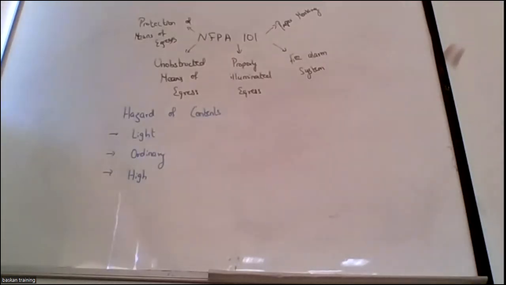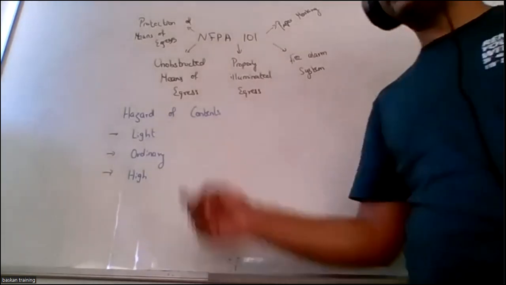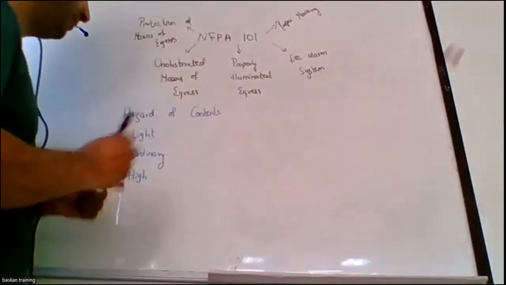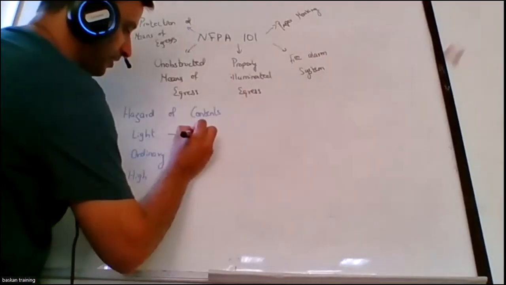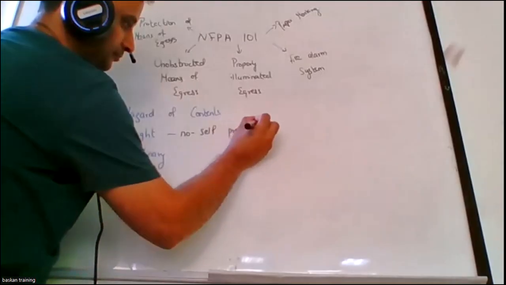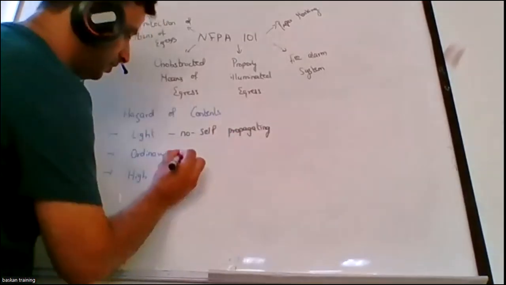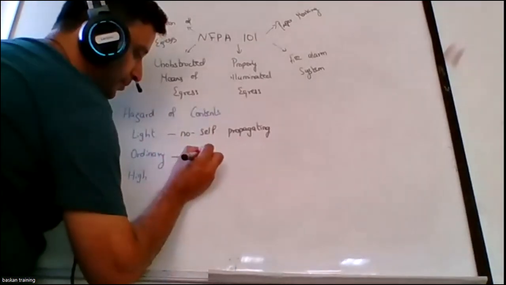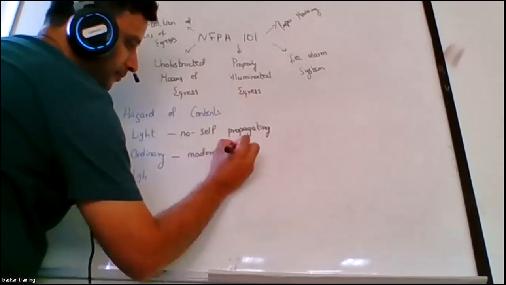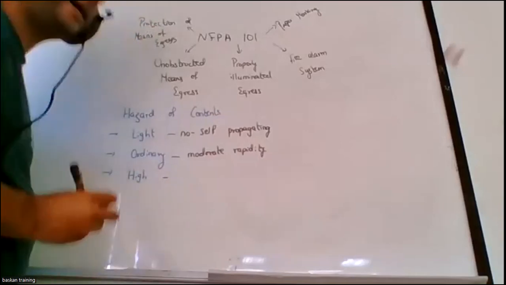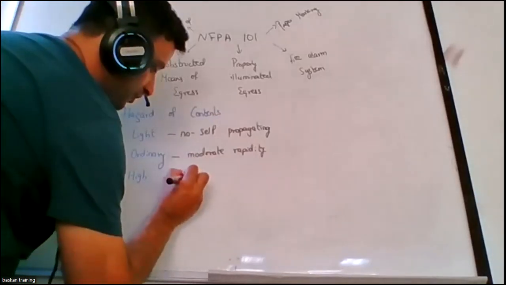Then we have ordinary contents, which are contents that may burn with moderate rapidity. And high hazard contents are those that may burn with extreme rapidity.